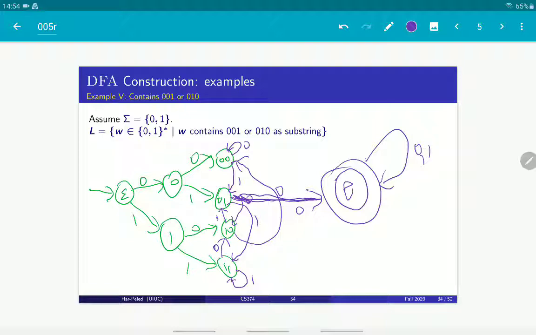And similarly, if we are at 0, 0 and we saw a 1, so this edge is gone, it's not relevant anymore. If we're in 0, 0 and we get a 1, we also go to the end, and that's it. Those are the only 2 possibilities of getting to the end state. Either we get 0, 0 and then a 1, or we saw 0, 1 and then we get a 0. And that's it. That's the automaton.